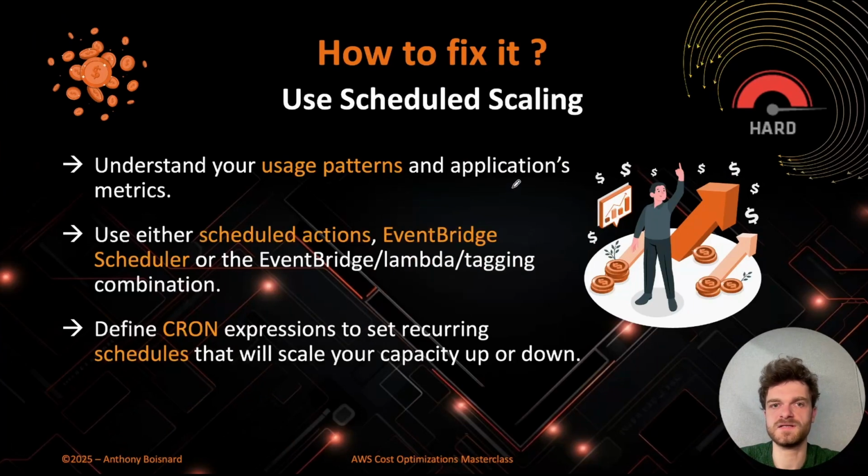How do you fix it? You simply have to use scheduled scaling. This might be a little bit complex to configure depending on your workloads, but you have to understand your usage patterns and application metrics. Then you use either scheduled actions, EventBridge Scheduler, or the EventBridge Lambda tagging combination. And finally, you can define cron expressions to set recurring schedules that will scale your capacity up or down.